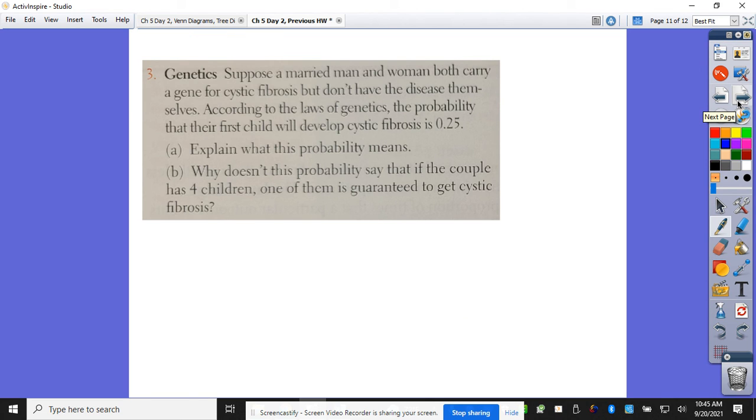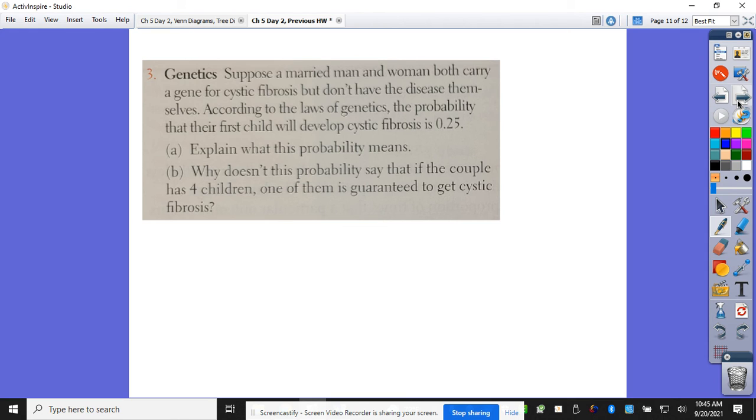Number 3, suppose a married man and a married woman both carry a gene for cystic fibrosis but don't have the disease themselves. According to the laws of genetics, the probability that their first child will develop cystic fibrosis is 0.25. Again, what I want you doing here is, in the long run, if we took a whole bunch of people who were in the exact same scenario, about 25% of them would have their first child develop cystic fibrosis.